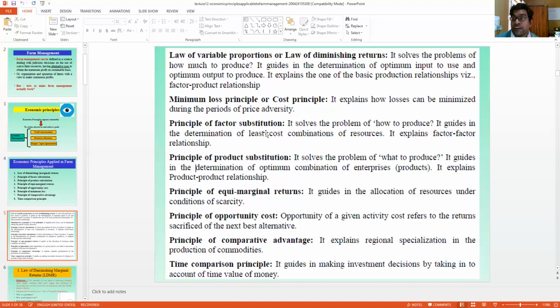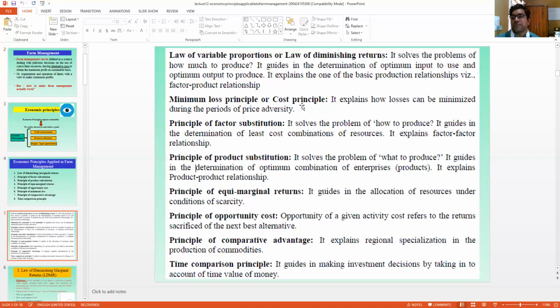In the principle of factor substitution, the guiding principle is that any combination of two resources is going to give the same output. So the farmer has to choose that combination of resources where the cost is minimum. But here the farmer has to choose that combination of output where the profit is maximum. So both are different.